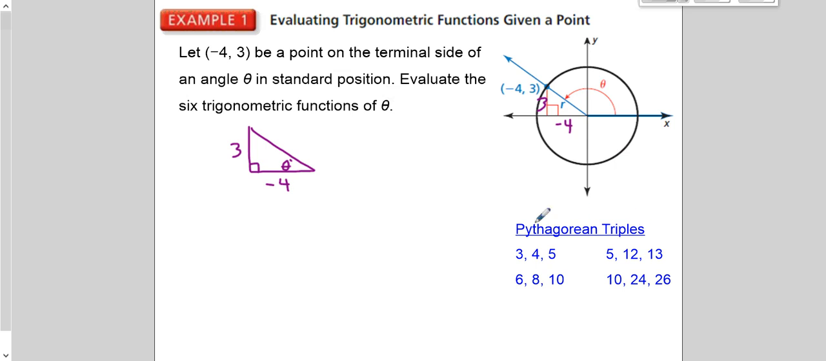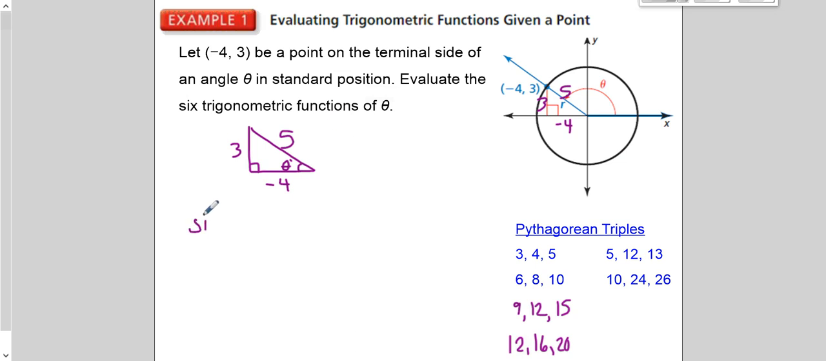Here are some common Pythagorean triples. We could do 3 squared plus 4 squared equals r squared and solve it, but 3, 4, 5 comes up a lot. If you have 3 side lengths of a triangle that are 3, 4, 5, it's always a right triangle, and multiples of that: 6, 8, 10, or if we did times 3, we would get 9, 12, 15. If we did 3, 4, 5 times 4, we would get 12, 16, and 20, and so on. Some other common Pythagorean triples are 5, 12, 13, and multiples of those. All right, so this radius is 5. We can now find our 6 trig functions.